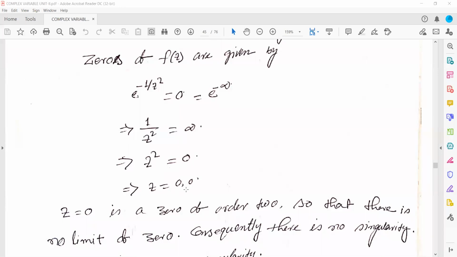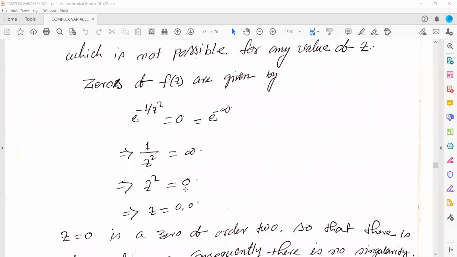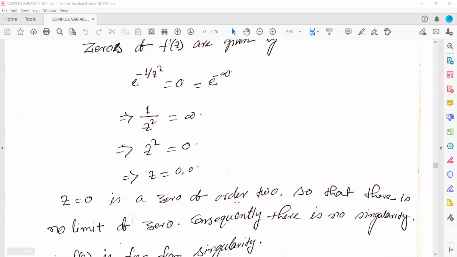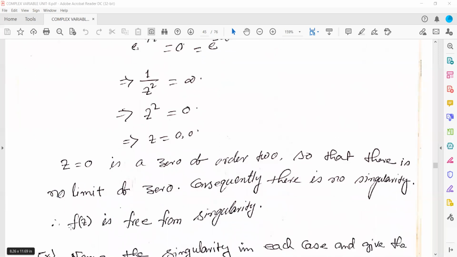So this time it is not a pole. It is a zero. So z = 0 is a zero of order 2, so that there is no limit point of zeros. Consequently, there is no singularity of f(z). Therefore f(z) is free from singularity. Zero is not a singularity. Singularities are pole, removable singularity, or essential singularities.